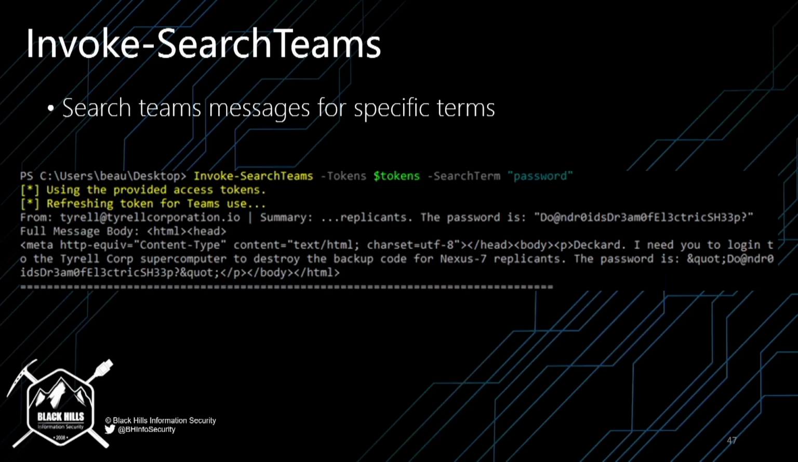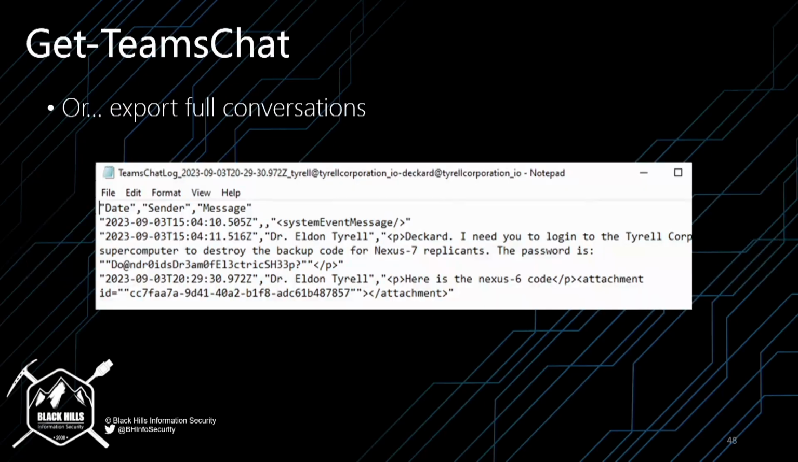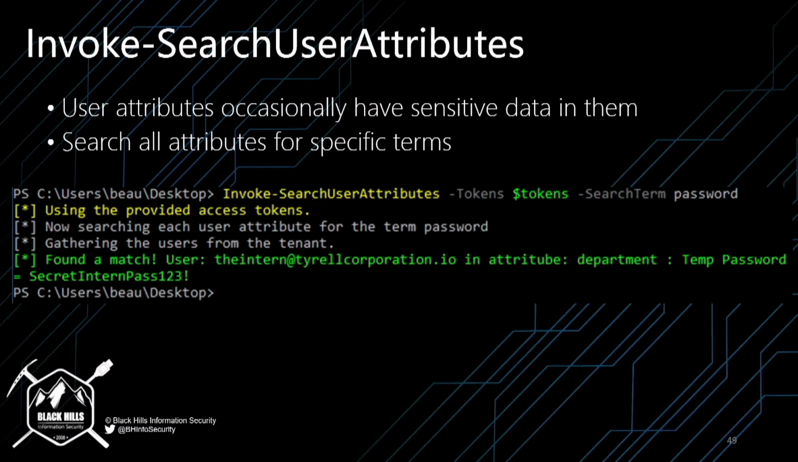Same thing on the Teams side. So invoke-search Teams will search Teams messages for specific terms. This would be a great tool to use if you want to try to identify where users are passing sensitive data back and forth via Teams. Or you can just export full conversations. So if you want to get the full chat log for specific users, you can do that too. That is the get-Teams chat module.